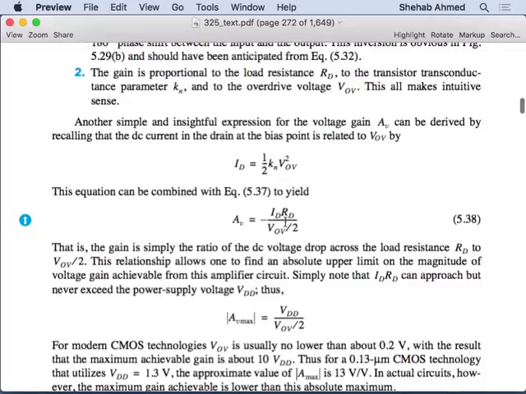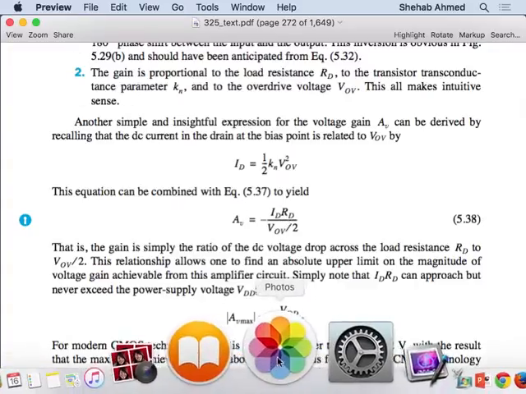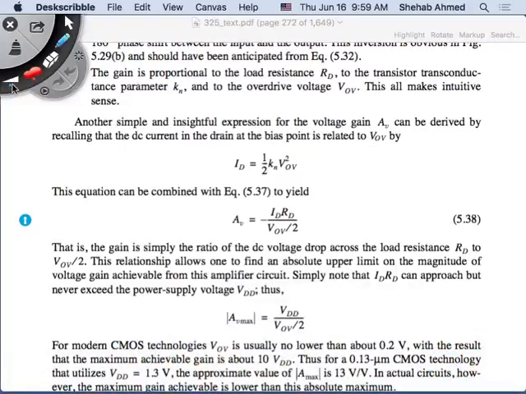And then this gain will have a maximum value. What is this maximum value? We know that IDRD can take a maximum value of what? From the equation VDS equals VDD minus RDID.